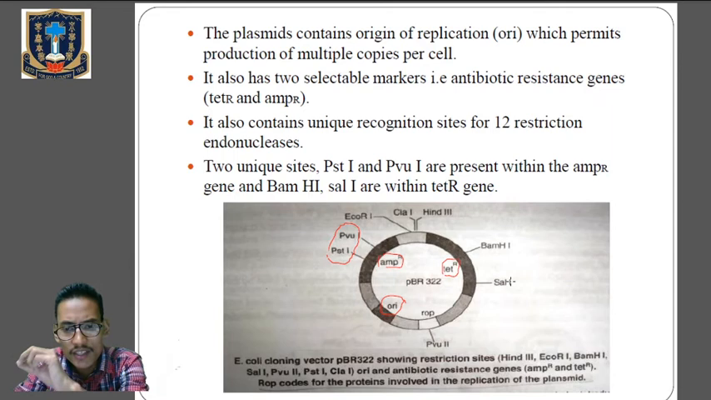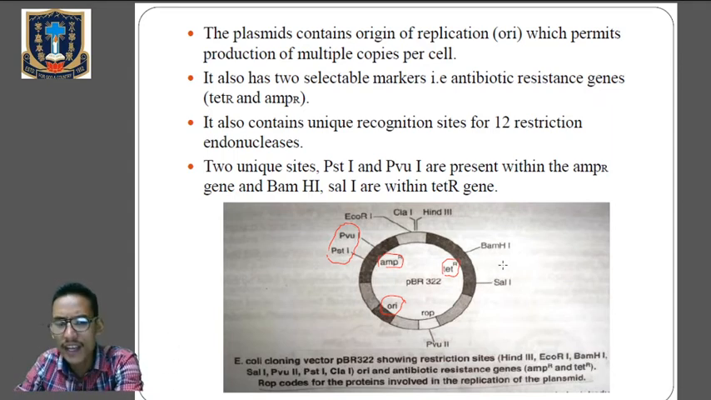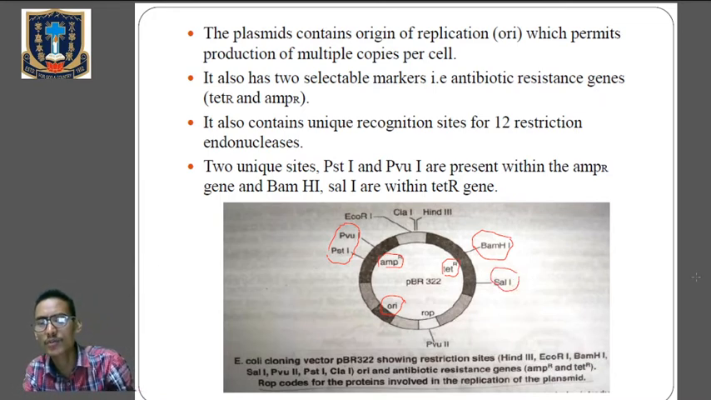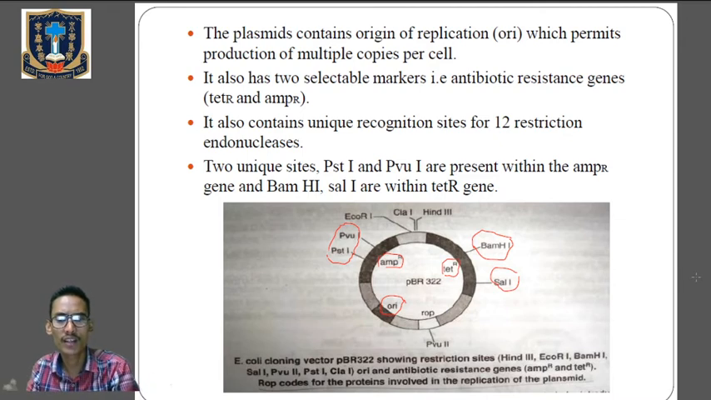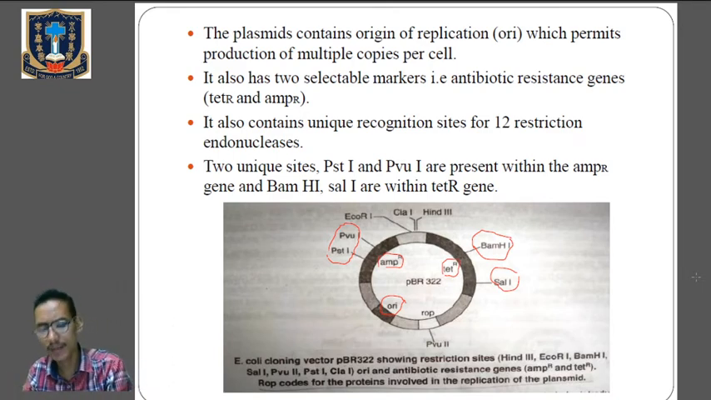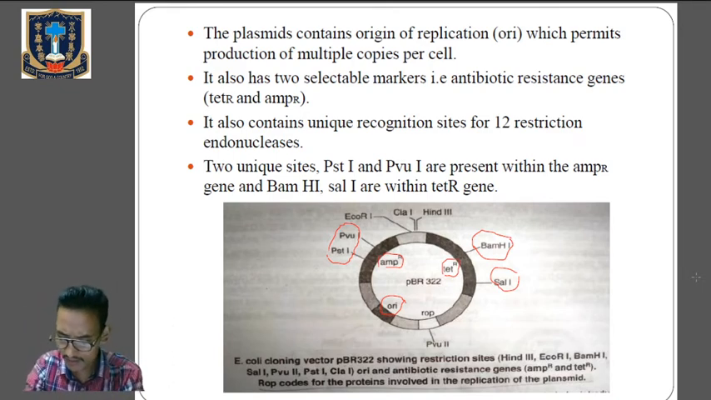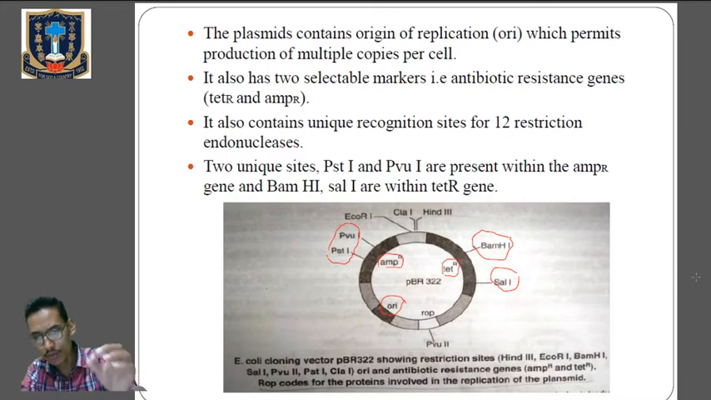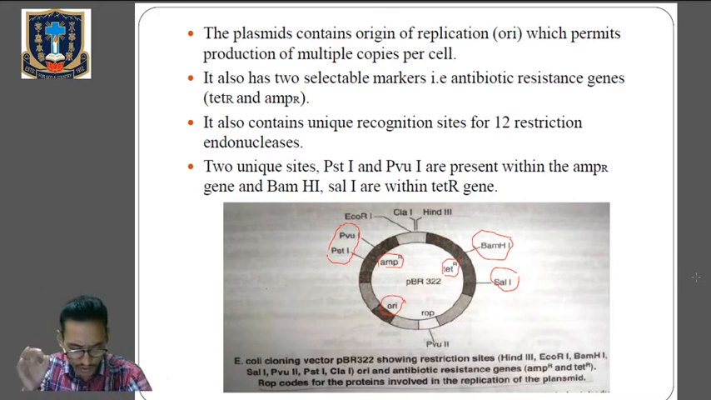And similarly on the TETR also we have got unique sites which are BAMH1 and SAL1. These are the unique recognition sites which are present on the vector PBR322. Clear? Okay, so don't confuse that. AMPR means ampicillin resistant site and TETR means tetracycline resistant site. Alright, so kindly go through this diagram. It is very, very important.